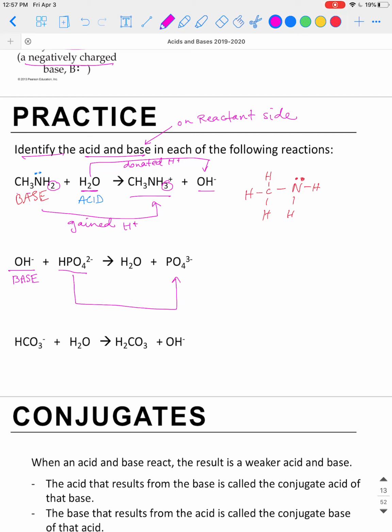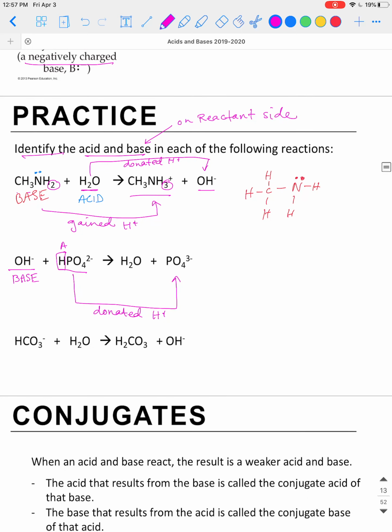HPO4 becomes what? PO4, so it gave away the 1 acidic hydrogen it had. It donated H plus. So that makes this the acid. I'm going to write it on top. OH minus becomes H2O, so it accepted H plus. And that's why it's the base.